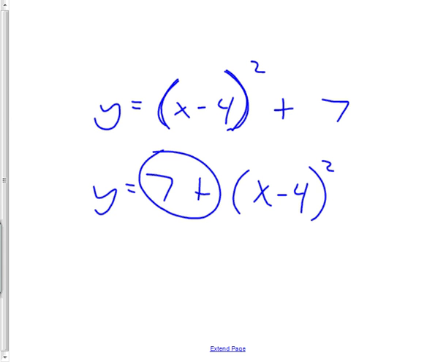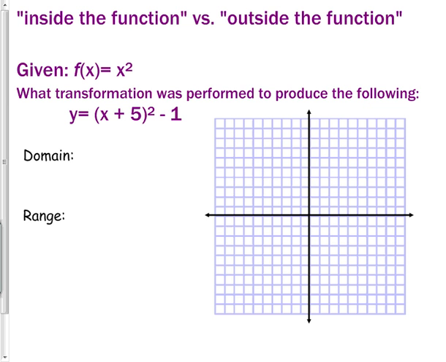All right. Back to my pretty slides. All right, inside versus outside. Given f of x is x squared, what transformation was performed to produce the following? It's a fancy way of saying, where did I move the parent function? Or in other words, if you'd rather make it sound more naughty, the mother function. I took the mother function and I moved it where?